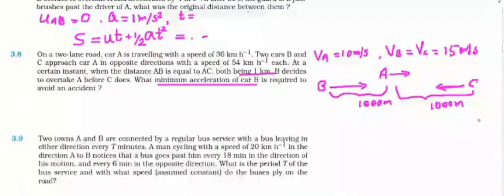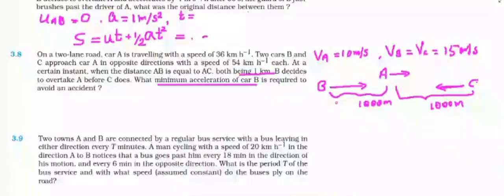Now what is the situation given in the question? There you can see, B decides to overtake A before C does. Before C passes A, B has to overtake A, for which how much should be the acceleration? That is the question here. Okay. So how to calculate acceleration?